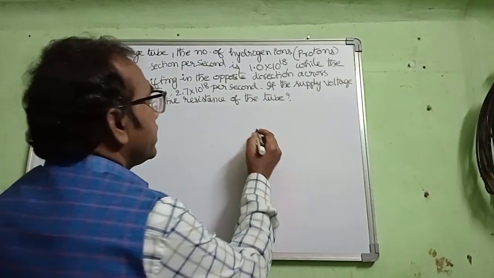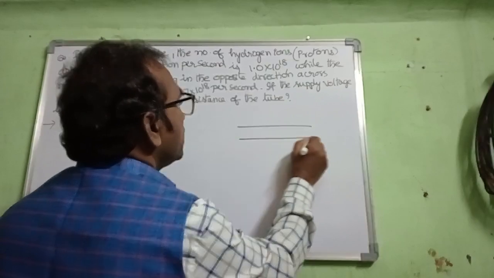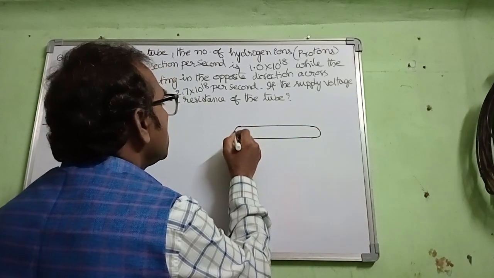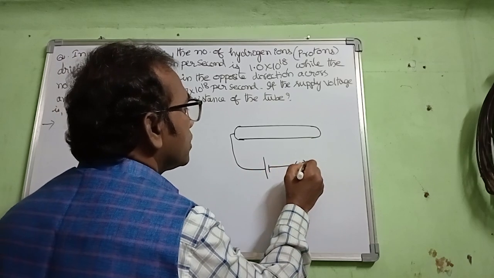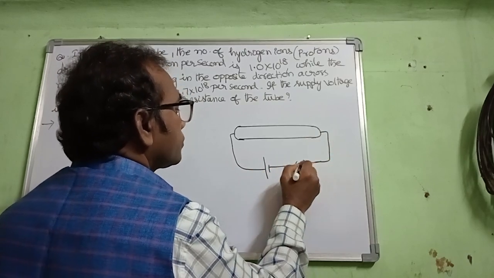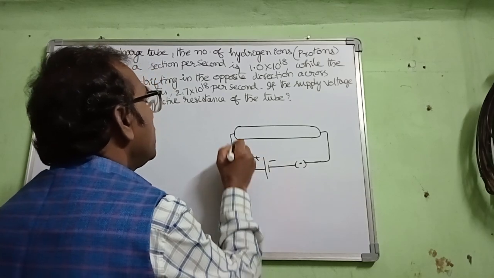So first of all, take a discharge tube. Now let it be the discharge tube. Whenever it is connected to a battery, automatically electricity will pass through it. Current will be passed through this.